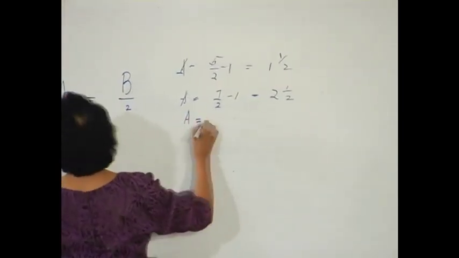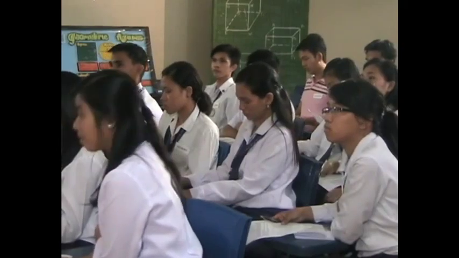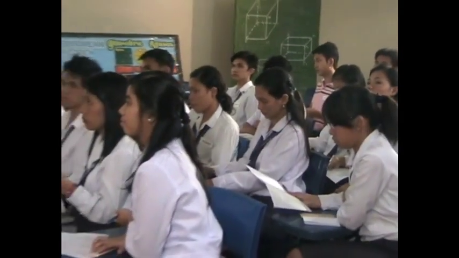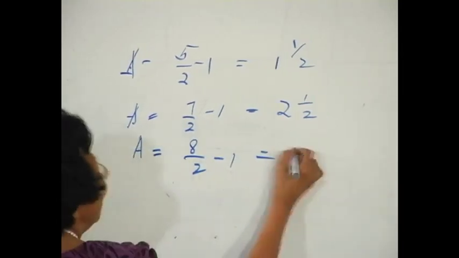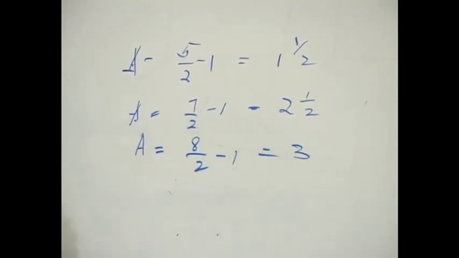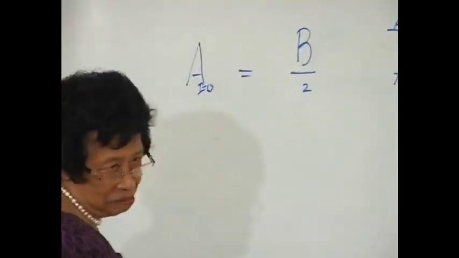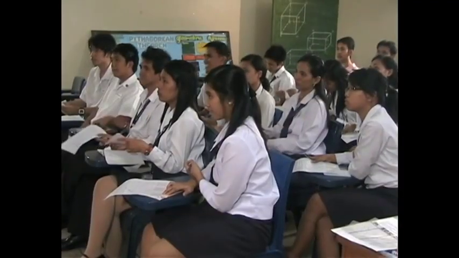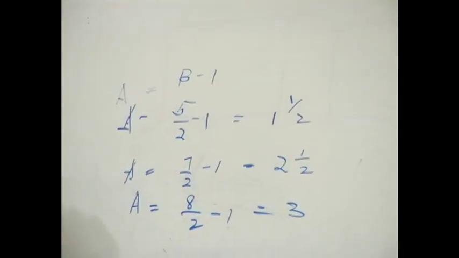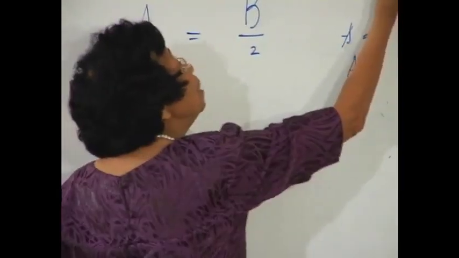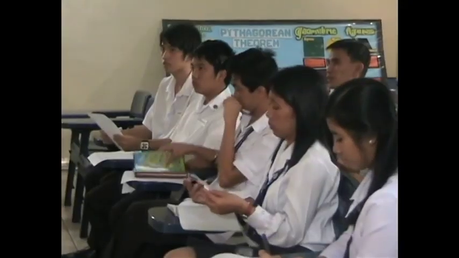A for number 7. How many boundary points? 8 over 2 minus 1. What's the area? 3. So now, what is the formula that you have? Whenever I equals 0, is it not? You still divide this by 2. Okay, this is for this one.